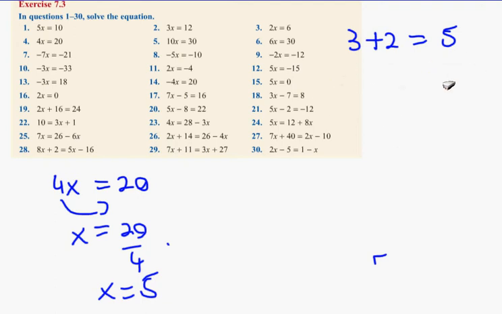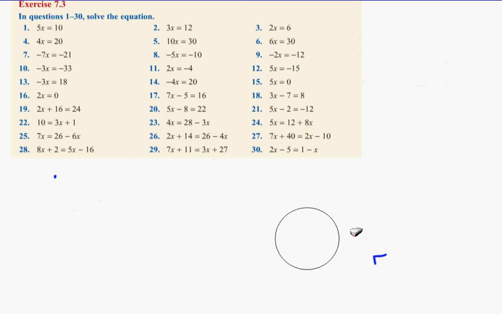What happens if I multiply both sides by 2? What do I get? 6 plus 4 equals 10. Is 6 plus 4 10? Yes. So you're allowed to do whatever you want to both sides provided you do the same thing. That brings me to question 14. And what question 14 wants me to do is this.